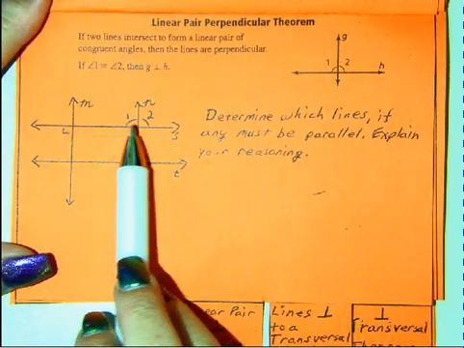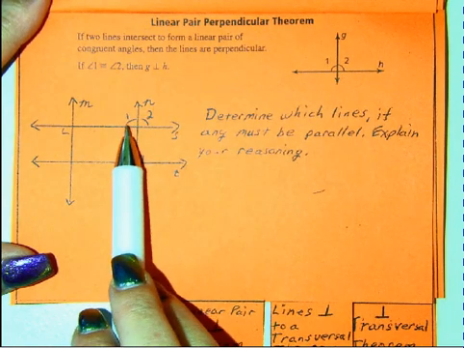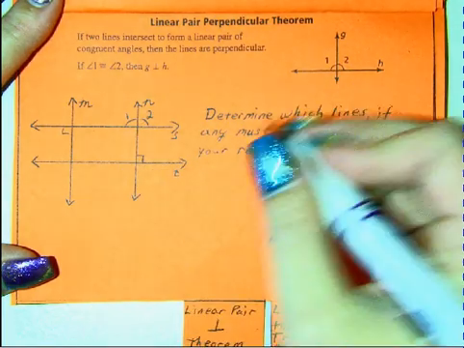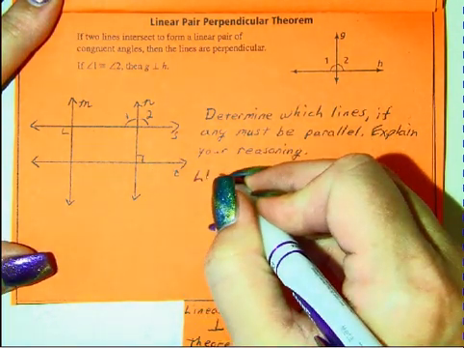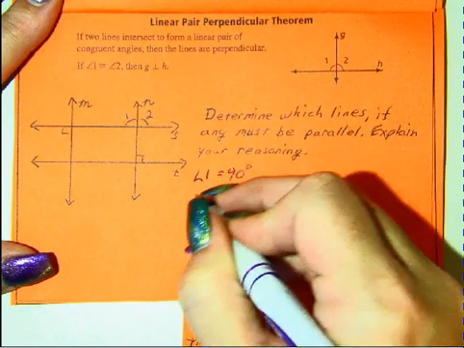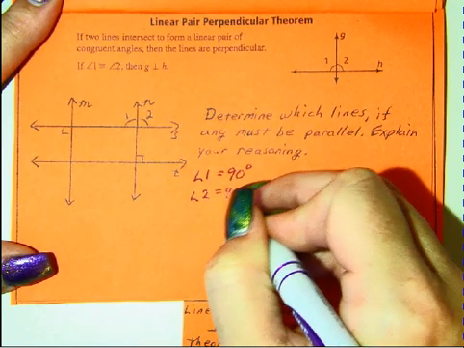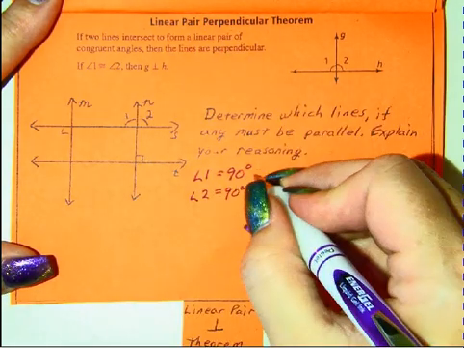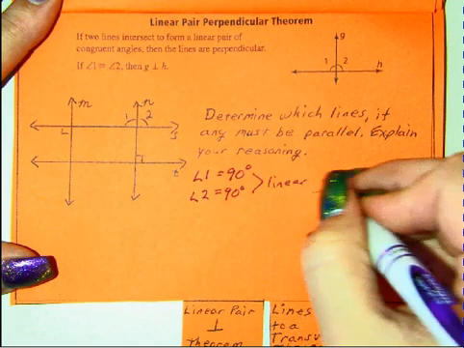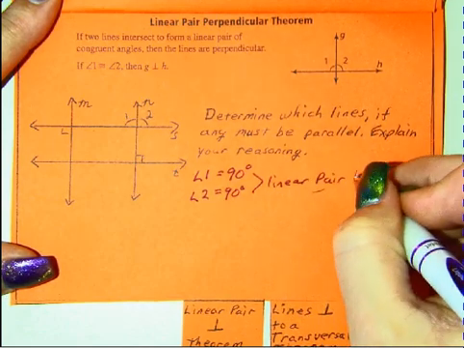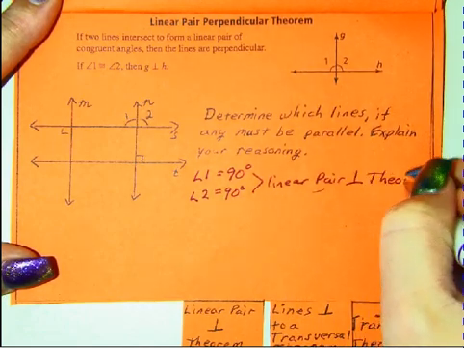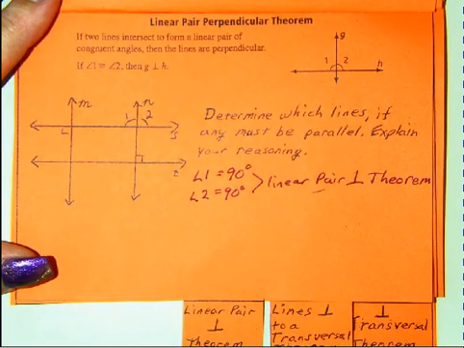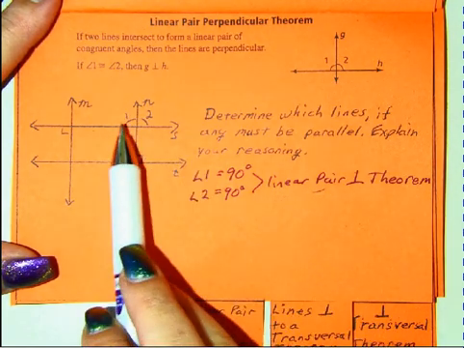We have some arc measurements. Okay, so if we know that angle 1 and angle 2 are congruent to each other, then we know that angle 1 has to equal 90 degrees and angle 2 has to equal 90 degrees. And that's this linear pair perpendicular theorem. Remember, this upside down capital T means perpendicular.